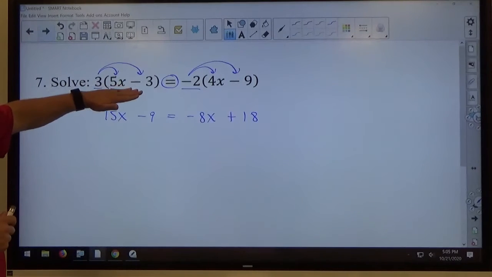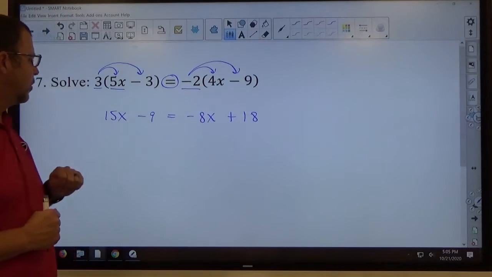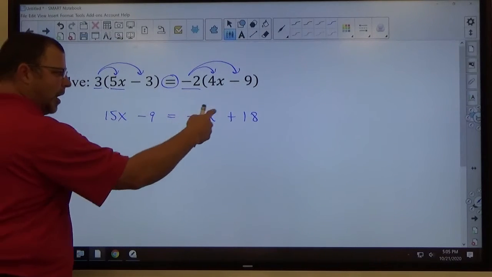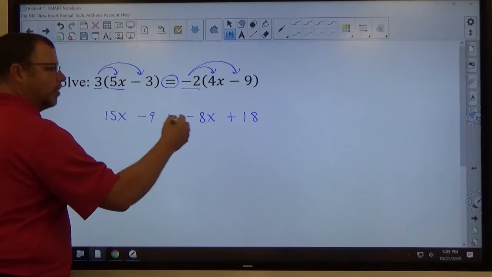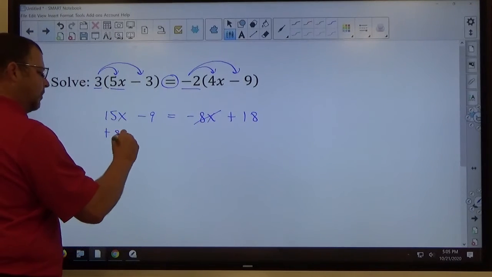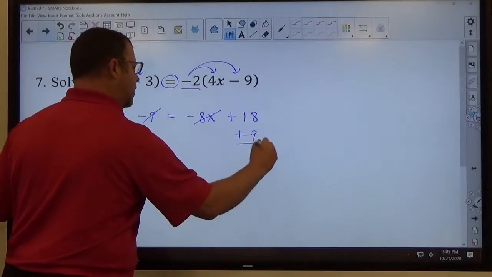So I multiply the 3 through, the parentheses disappeared. Multiply the negative 2 through, the parentheses disappeared. Now I'm in the same place the last problem was. I got x number. I want x on the left, so I'm going to take the negative 8x, move across the equal sign, becomes positive 8x. Take the negative 9, move across the equal sign, becomes positive 9.